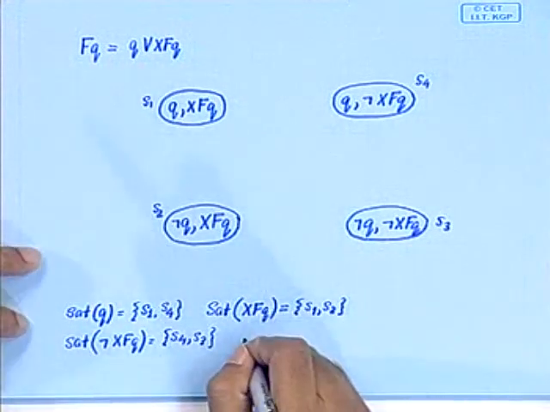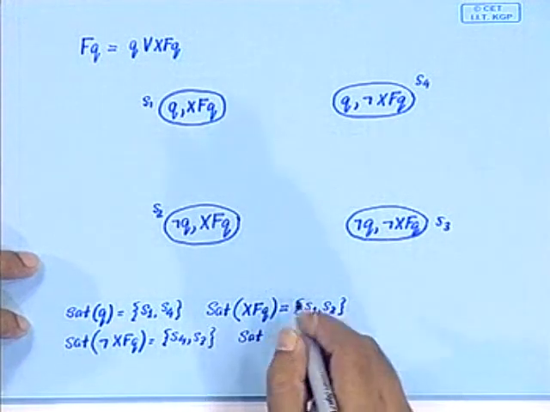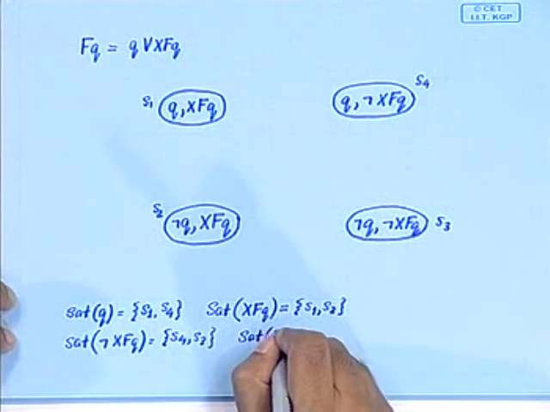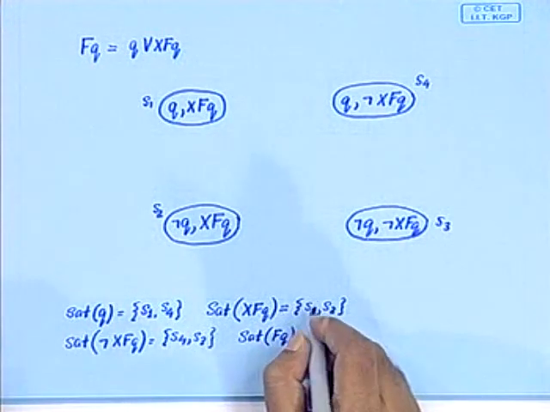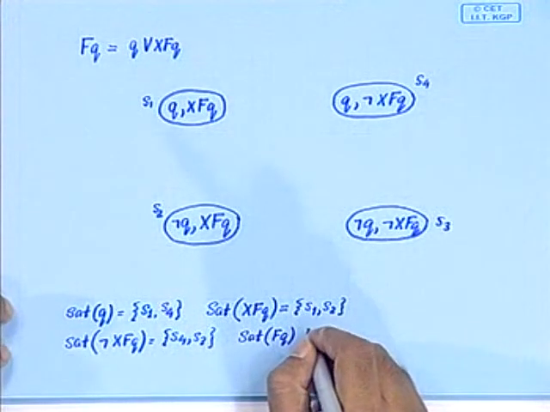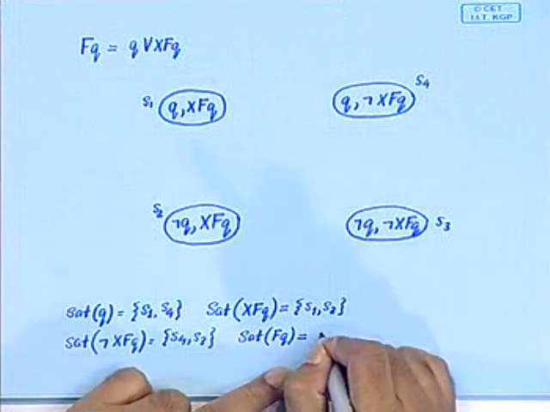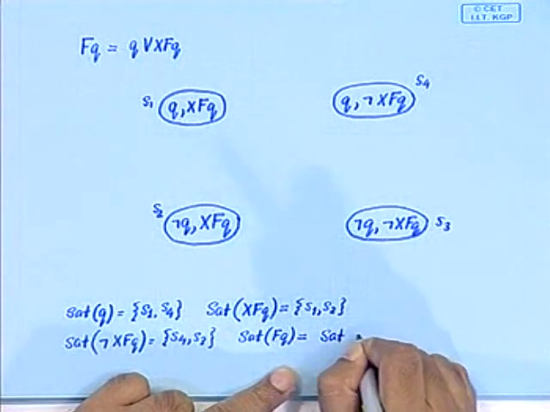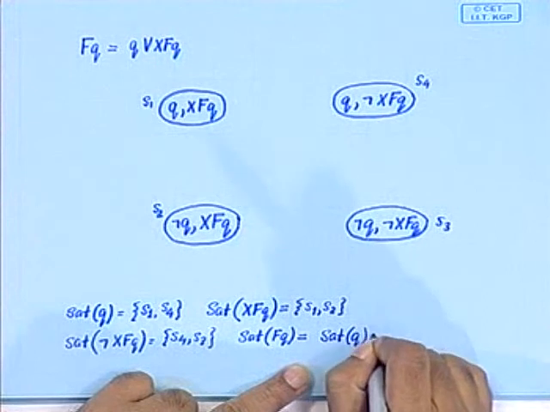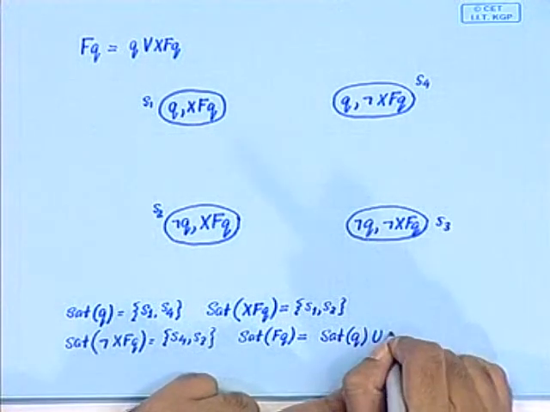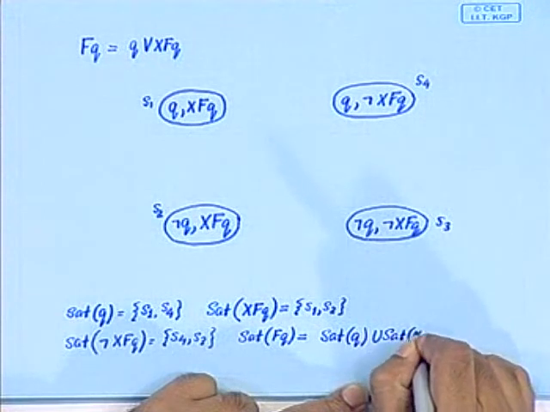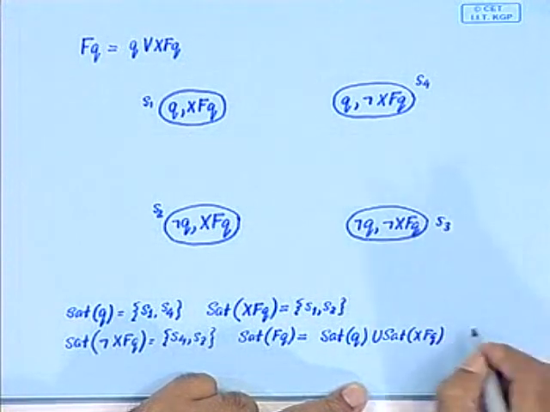And what about sat of FQ? See, sat of FQ can be written as sat of Q union sat of X FQ, right?